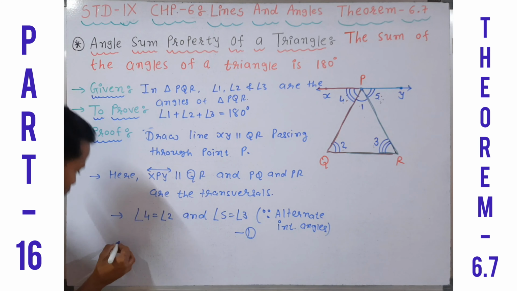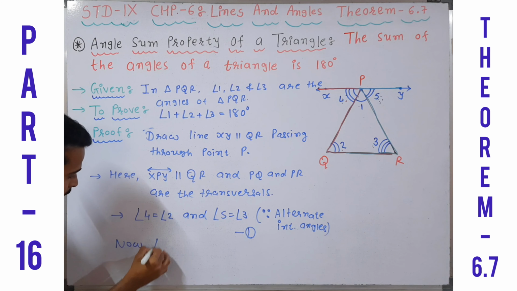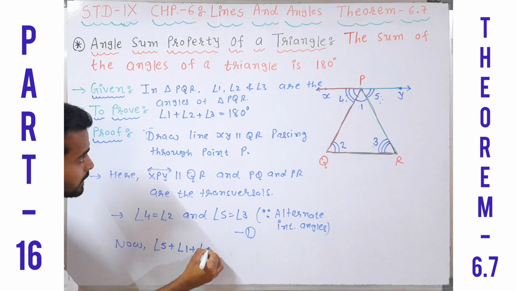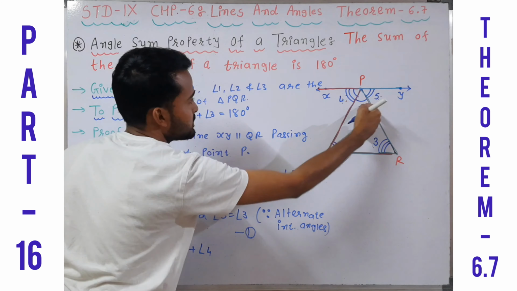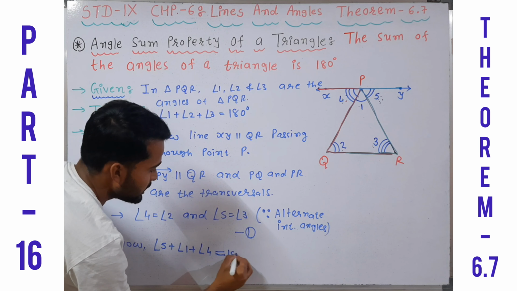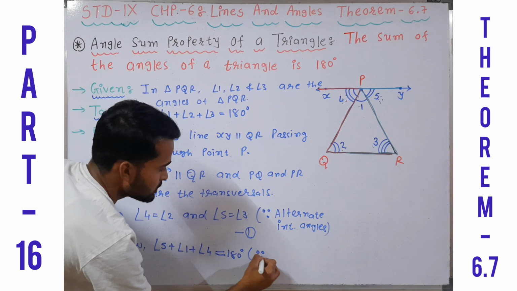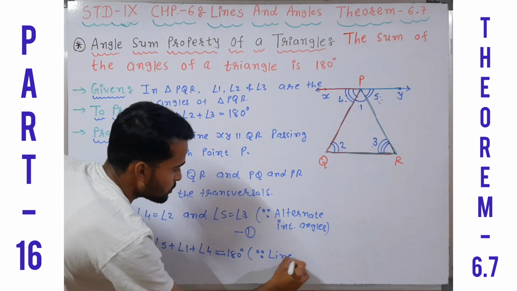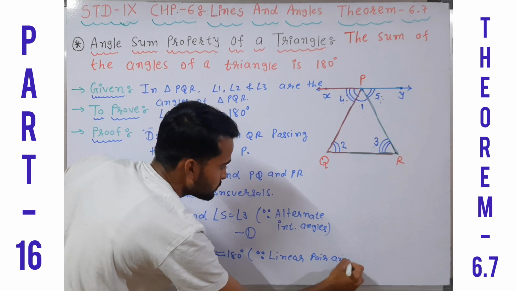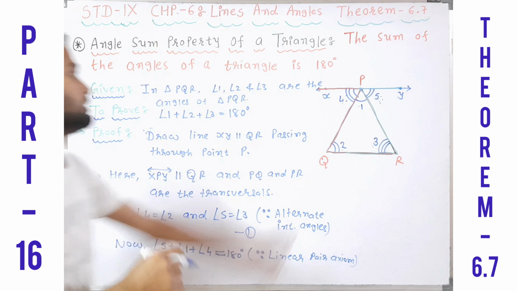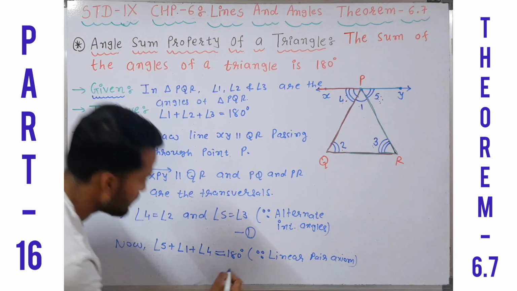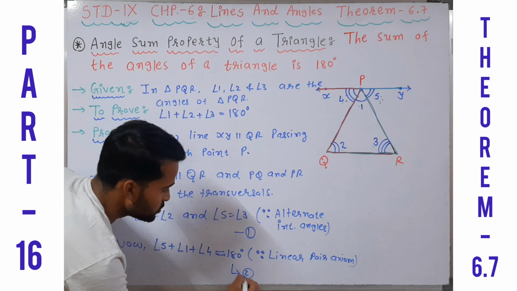So now angle 5 plus angle 1 plus angle 4, they will together form a 180 degree angle. Why? Because according to the linear pair axiom, if we add these three angles, we will get a line. That means we will get a 180 degree angle. Now let us take this result as result number 2, right?